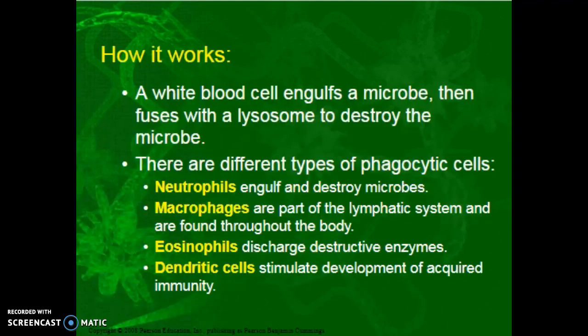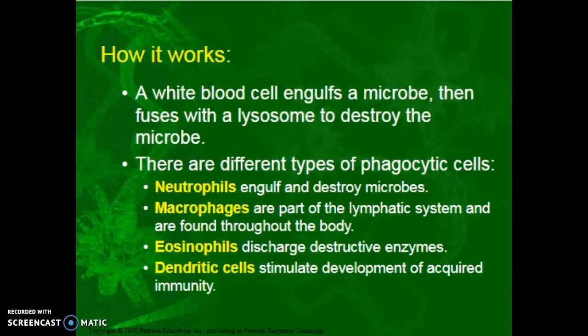So how's it work? They're going to engulf the microbe. They're going to fuse it with the lysosome to destroy the microbe. So different types of phagocytes. You see those are just specific types of phagocytic cells. Anytime you see phagocytic or phagocyte or phagocytosis, that means you're essentially eating something. You're engulfing something. Neutrophils are going to destroy microbes.